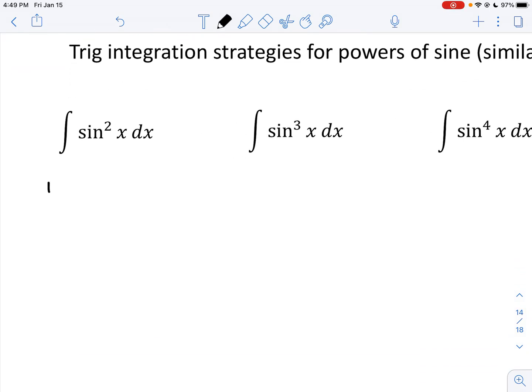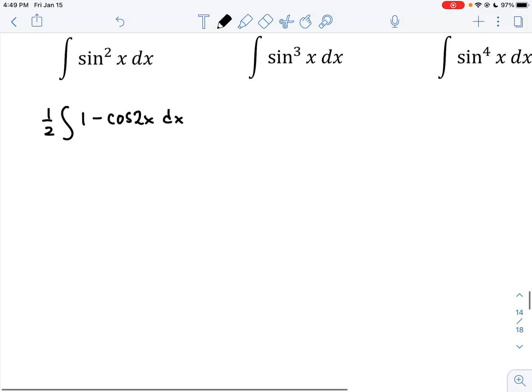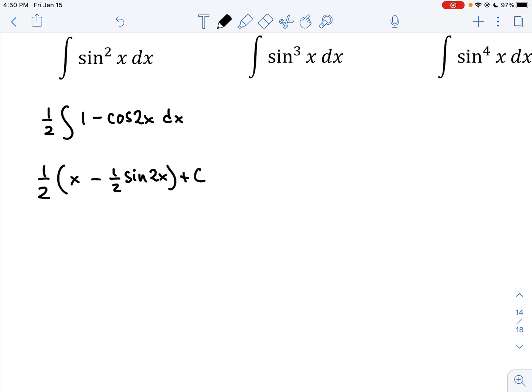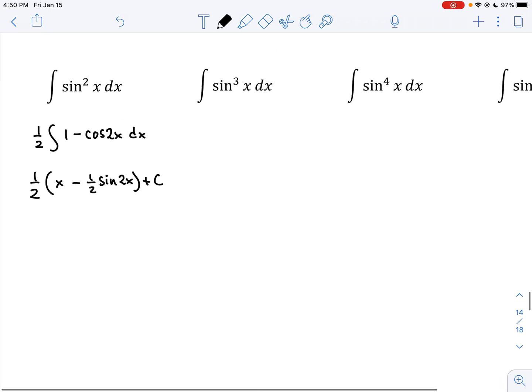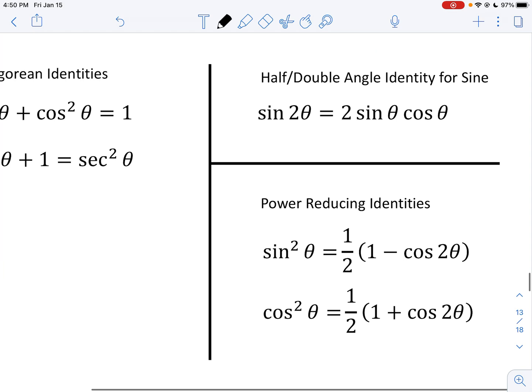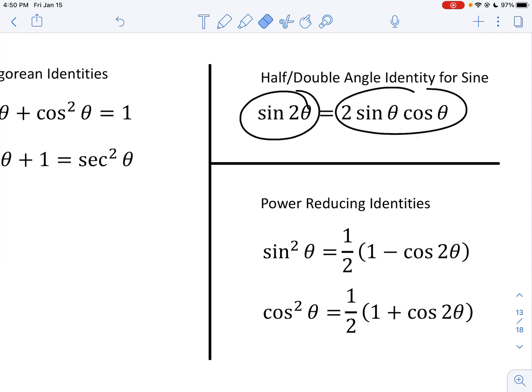So if I use that over here, we get 1/2 the integral of 1 minus cosine of 2x dx. And then from here, it's rather simple to get an antiderivative. You get x for the antiderivative. Antiderivative of cosine 2x is negative 1/2 sine 2x. And here's an antiderivative. This is good enough, although you could use the sine 2x and go back to just x.